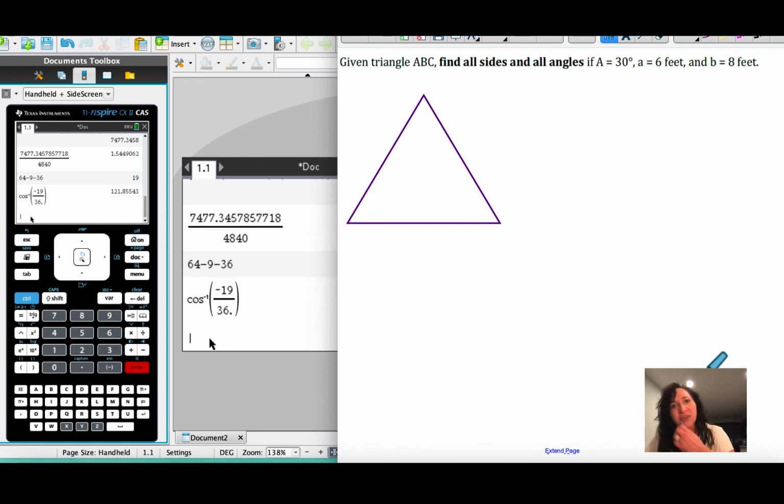Okay, given triangle ABC, so here's A, here's B, here's C, find all the sides and angles. So angle A is 30. We know little a is 6, and we know little b is 8. Ooh, this is the ambiguous case because this is side, side, angle. Side, side, and then angle. So we have to figure out if there's 0, 1, or 2 triangles. We don't know yet until we figure this out.